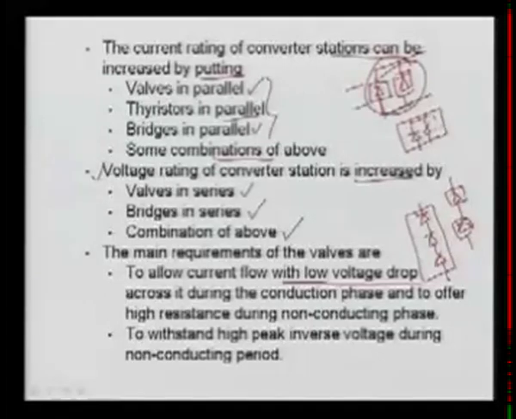Here the voltage drop must be minimum during the conduction period, and it should offer high resistance during the non-conducting or blocking phase. So when it is on, it's just like a short circuit. When it is off, it's just like an open circuit. So this is the ideal switch characteristic we want.